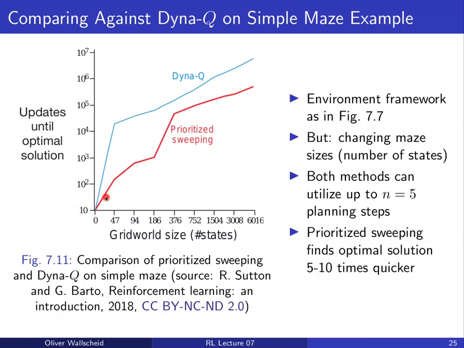And we can see here that for all model sizes, prioritized sweeping is able to converge much, much quicker to the optimal solution, so for the given grid world size example, to get the optimal policy. Depending on the specific model size, we find that prioritized sweeping finds the optimal solution roughly 5 to 10 times quicker. And this is, I believe, a very strong argument for making the internal updates of the Dyna framework more intelligent and therefore boosting the overall learning speed.